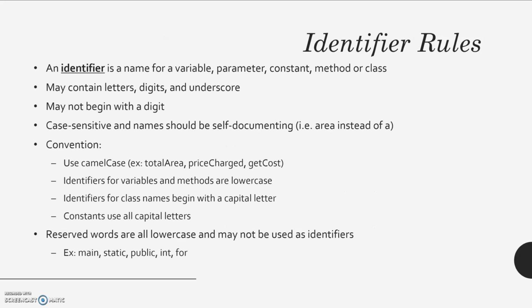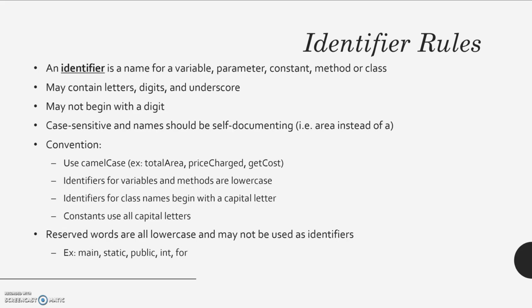Identifiers are just variables more than anything. We use these for parameters, constants, methods, you name it. Standard symbols that are allowed are letters, digits, and underscores. The only rule is you technically cannot start it with a digit or a number. They are case sensitive and should be self-documenting, meaning you should be descriptive with what you're using instead of just single letters. Standard conventions: for variables you want to use camel case, first letter is lowercase, and every first letter after that is uppercase.